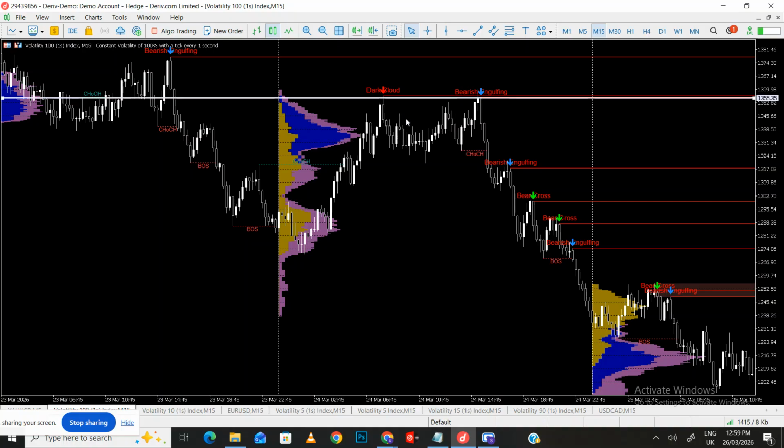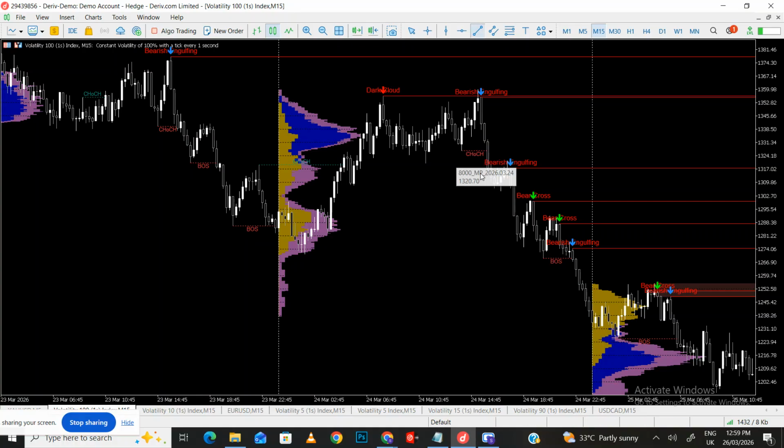But so that you don't enter the market and have it retrace and hit your stop loss, it is better for you to wait for a market structure shift. And where is the market structure shift? Let me remove this. Let me put this. You can see a change of character here. That is a market structure shift.